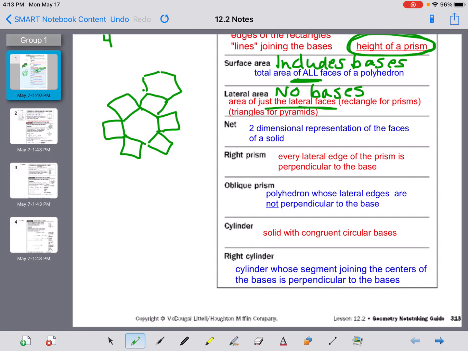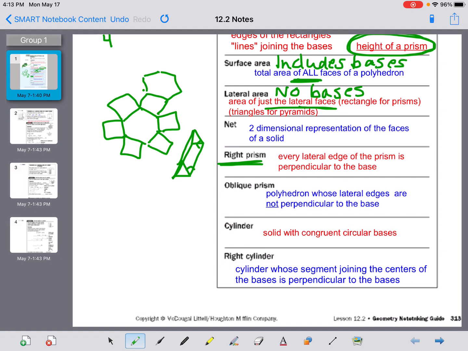Okay. A right prism, and this is basically what we work with here in geometry, are going to be right prisms. Every lateral edge of the prism is perpendicular to the base. So these are going to be something that is straight up and down from each other, okay? So you have a triangular base here, a triangular base here, and when you join these, all of these are 90 degrees from each base. So you're going to have these rectangles in between them because it's a right prism.